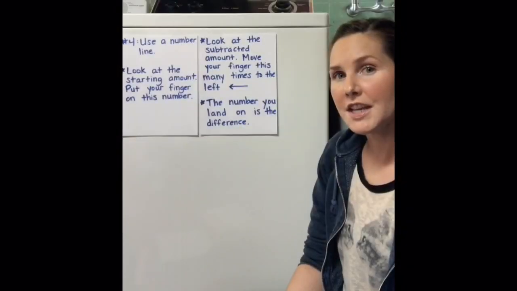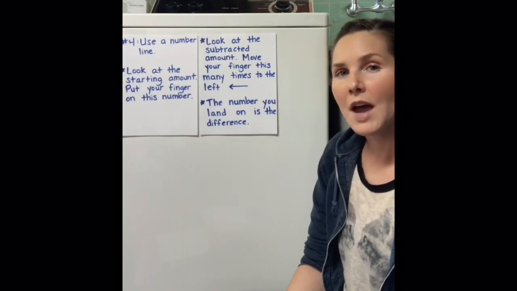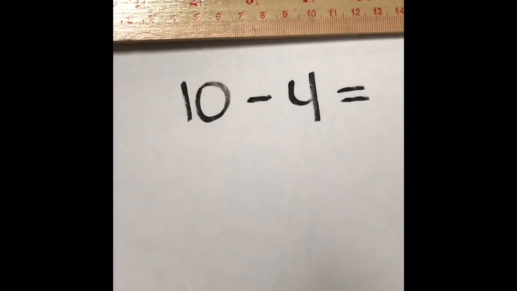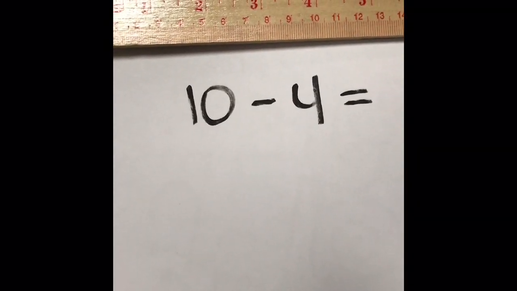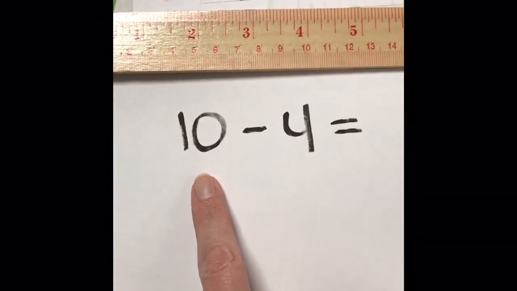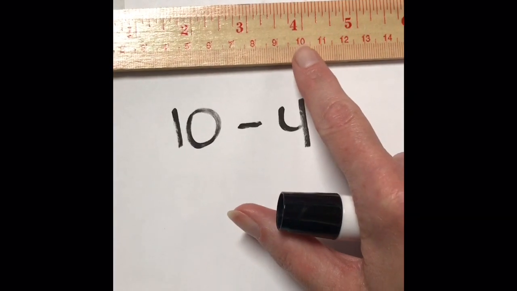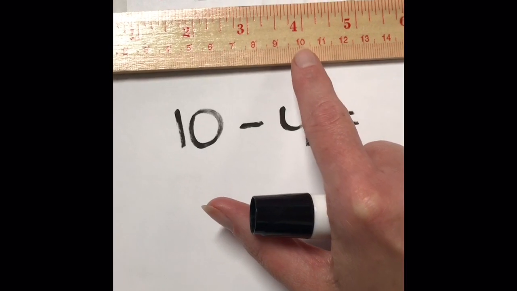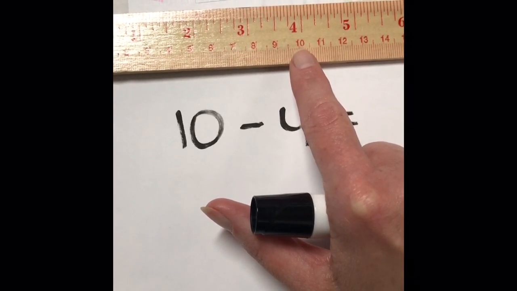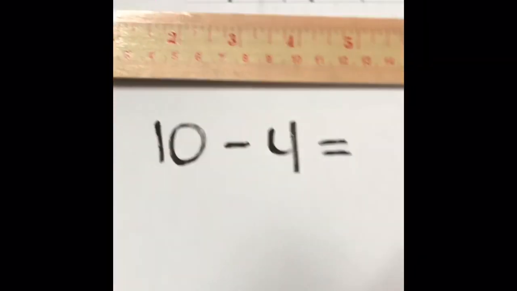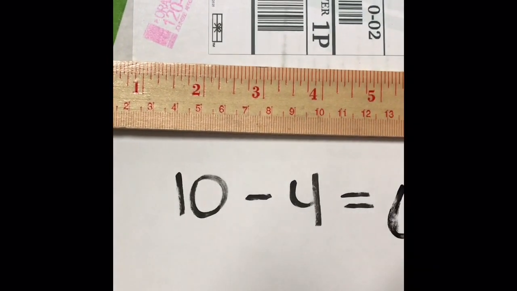My next strategy is to use a number line. Let me show you how that works. So this problem says 10 subtract 4, and I'm going to be using a ruler as a number line to solve. I start by looking at the first number, which is 10, and I'm going to point to that number on my number line. The second number, the amount that I'm subtracting, is 4, so I'm going to be moving to the left 4 times. 1, 2, 3, 4. I have landed on the number 6, which means that 6 is the answer or difference to my problem.